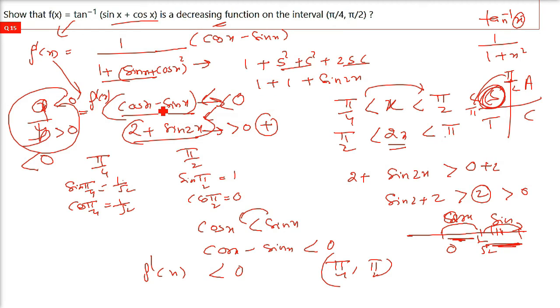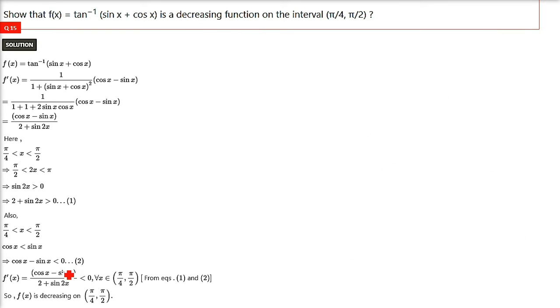So there are two things which you have to tell. You have to do the numerator and denominator separately, keeping in mind this pi by 4 and pi by 2. Now this is how you're going to do it. These are the steps you're going to follow. And first I told you about the differentiation, then sin 2x, 2 plus sin 2x is greater than 0.